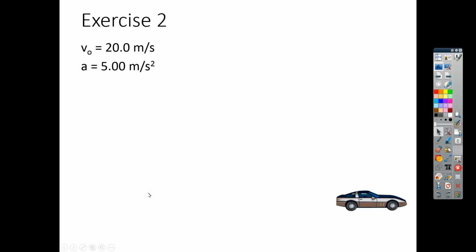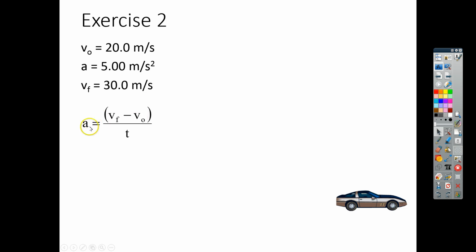For the second problem, number 2, you've got a car and the lady is driving her car 20 meters per second down a 4-lane highway. That's her original speed, and she decides that she's going to pass another truck, and she accelerates at 5 meters per second squared until she gets to a speed of 30 meters per second. They just want to know how long it is going to take her to get to that speed.